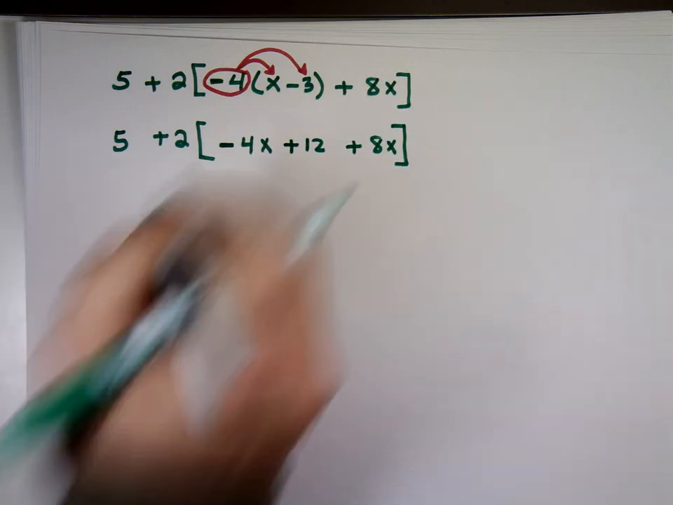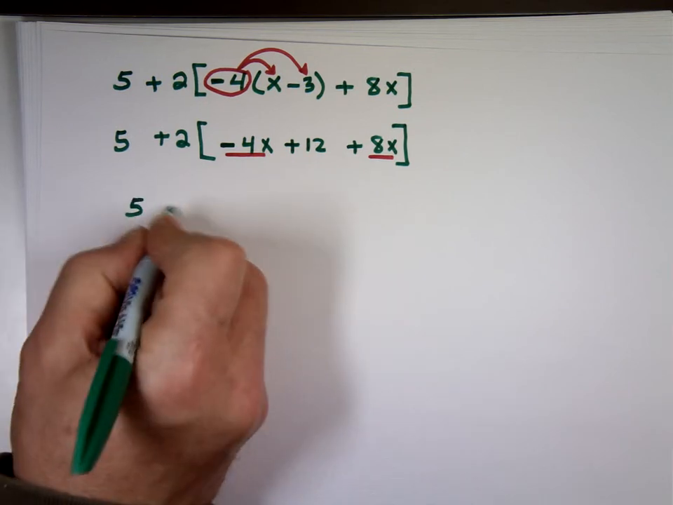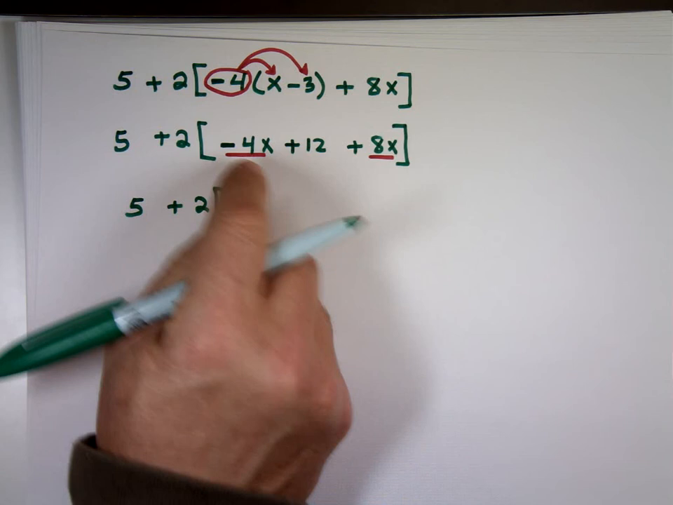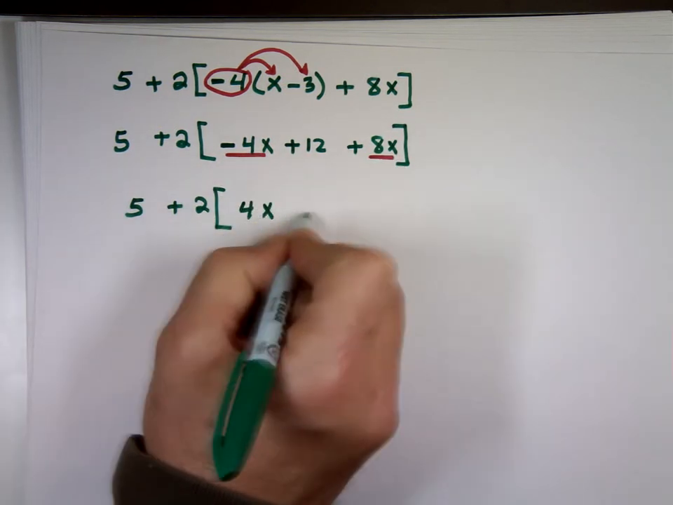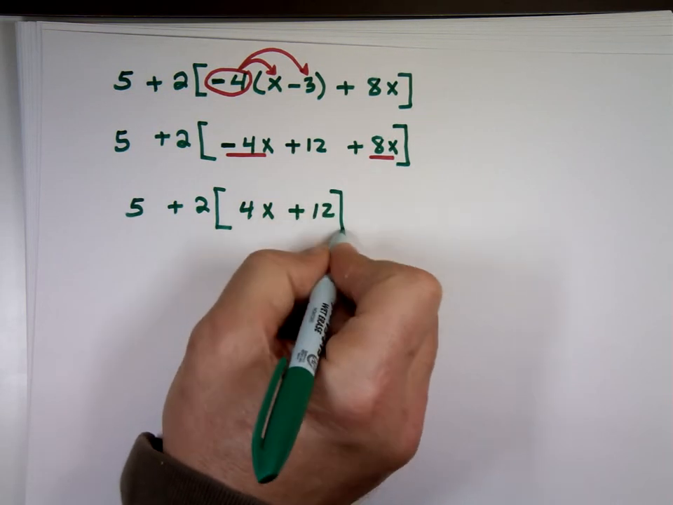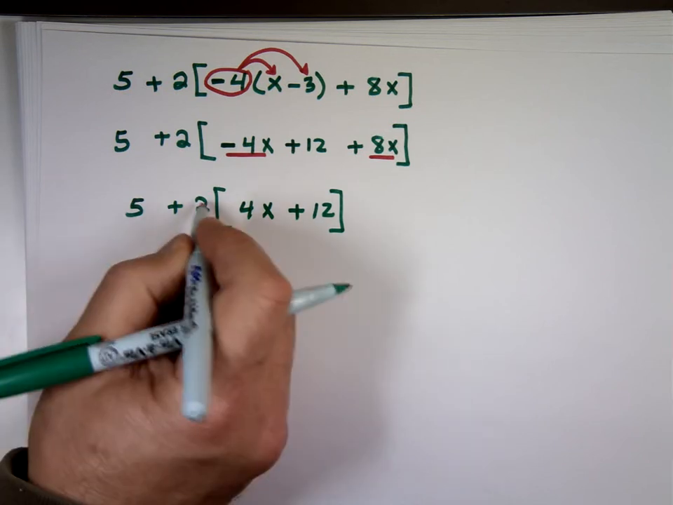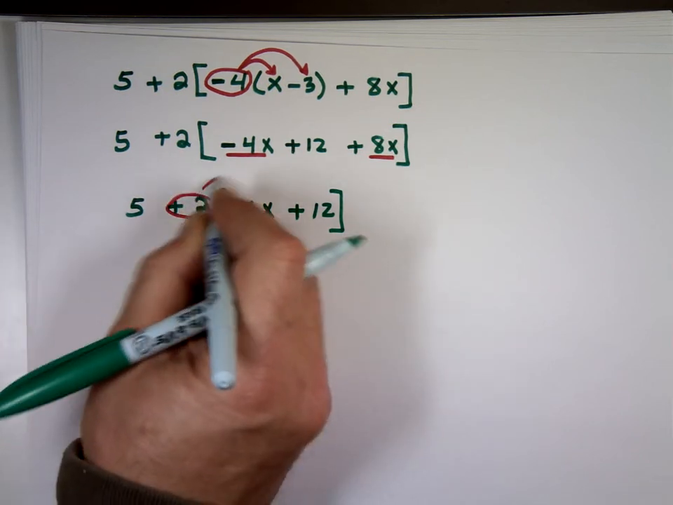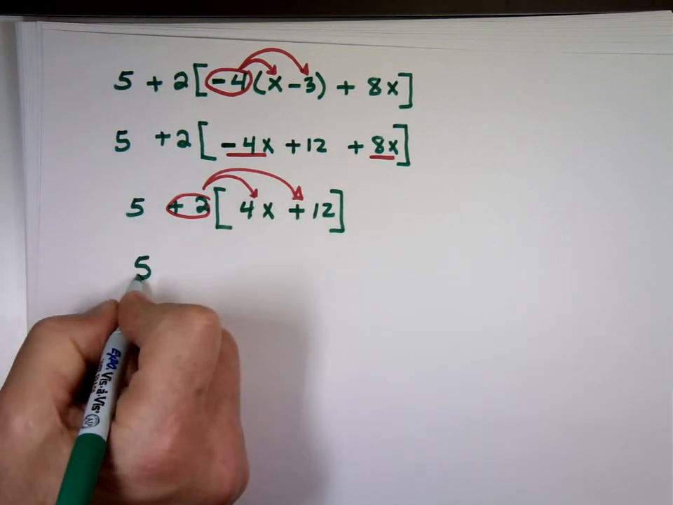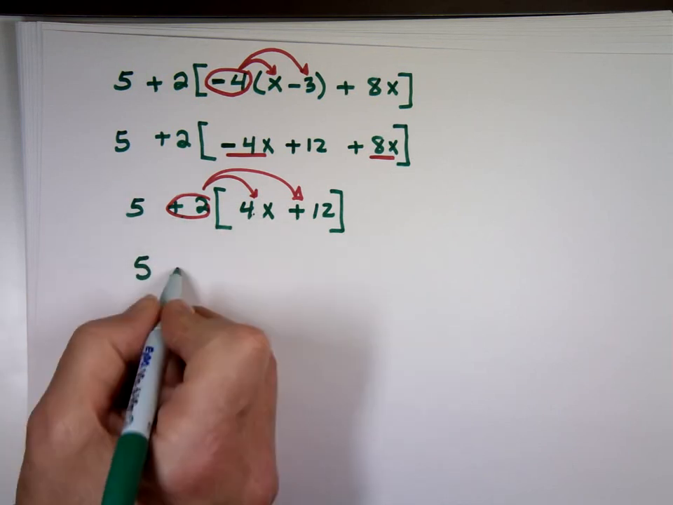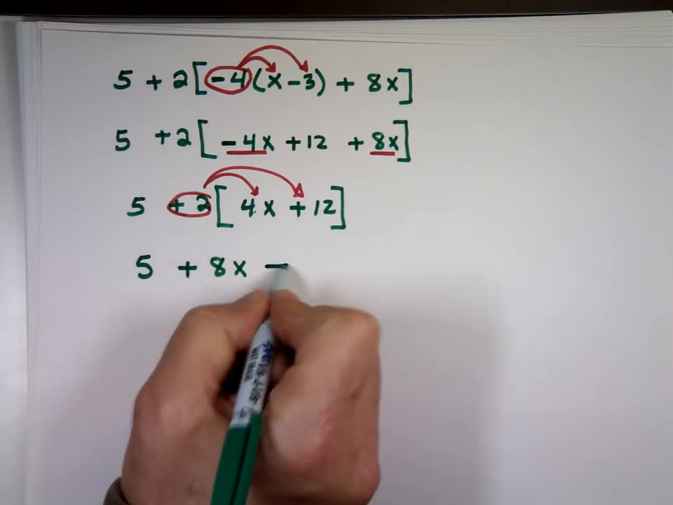Now let's take the like terms, group them together. So there's the 5, there's the 2, there's the square bracket. What's negative 4x plus 8x? 4x plus 12. Now again, let's take that 2, which is a plus 2, and distribute that. So there's the 5. What's plus 2 times 4x? Plus 8x. What's 2 times 12? Plus 24.